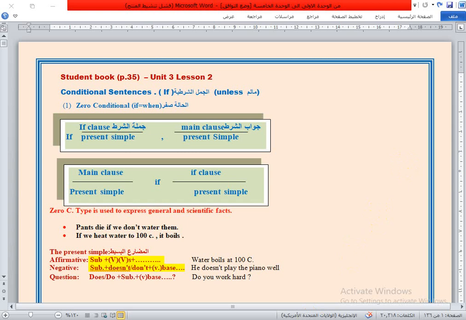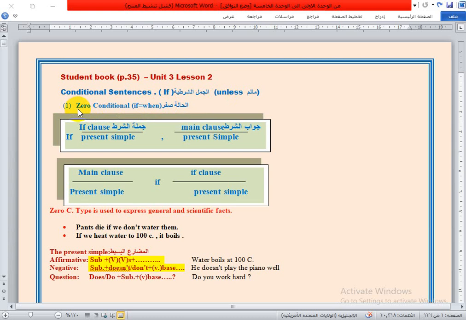Welcome, my dear students. We are in the student book, page 35. It's Unit 3 and Lesson 2. We are going to study the conditional sentences, الجمل الشرطية. أدوات الشرط هي if أو unless، وفي بعض الحالات ممكن نستخدم وين كأداة شرط.